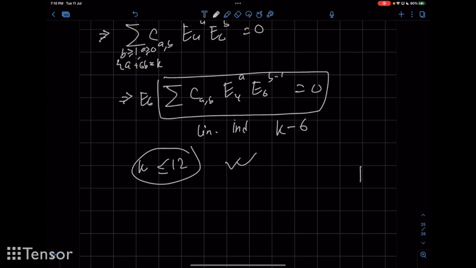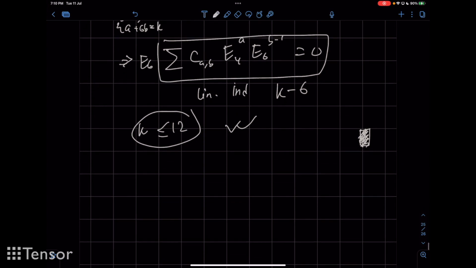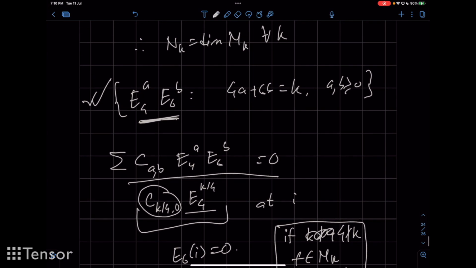Yeah, this is indeed a very nice result. This is one of my favorite results from all of math. The Eisenstein basis. Yeah.